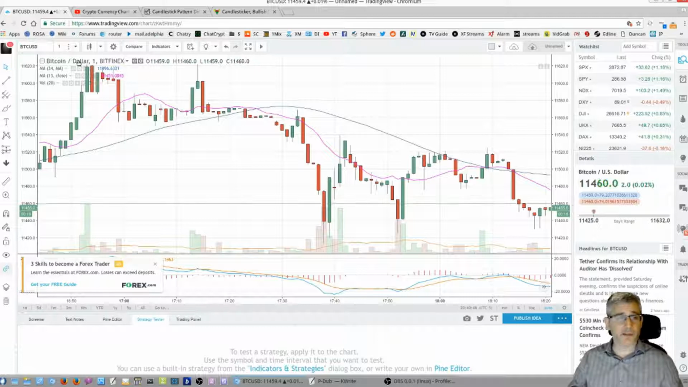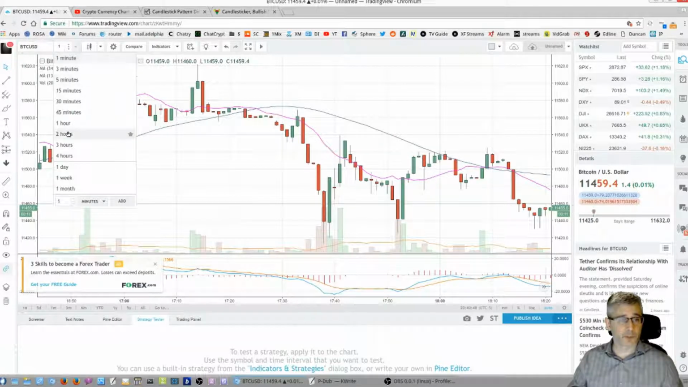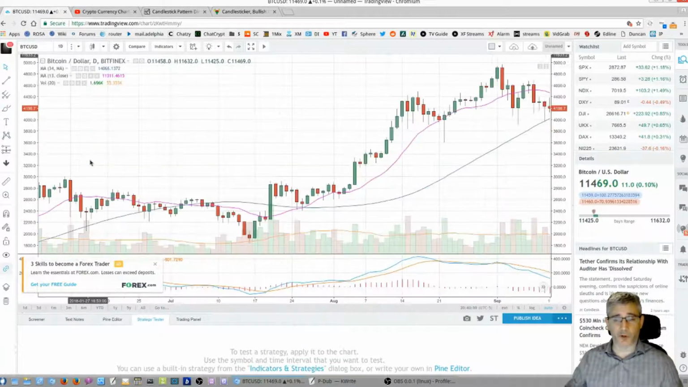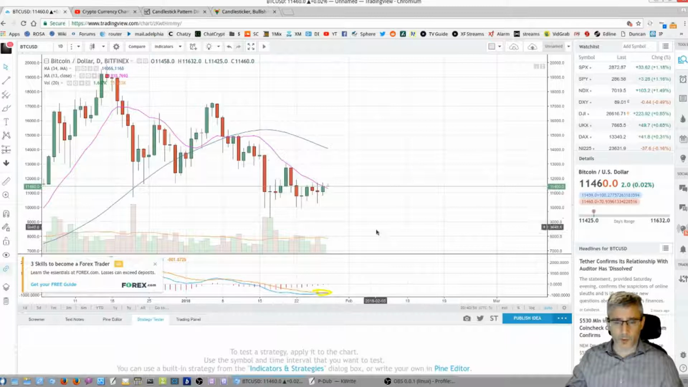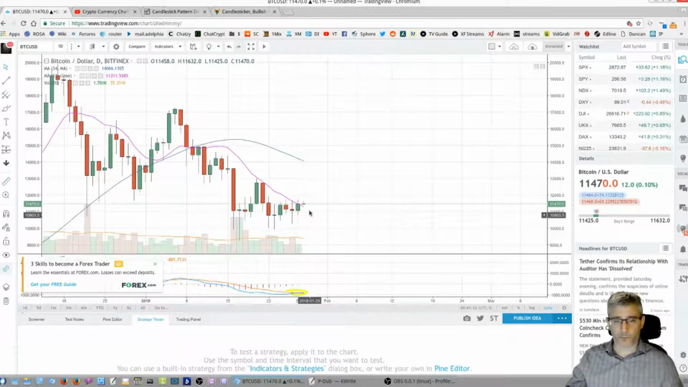So if we go back to the daily chart, we can see what appears to be a doji.